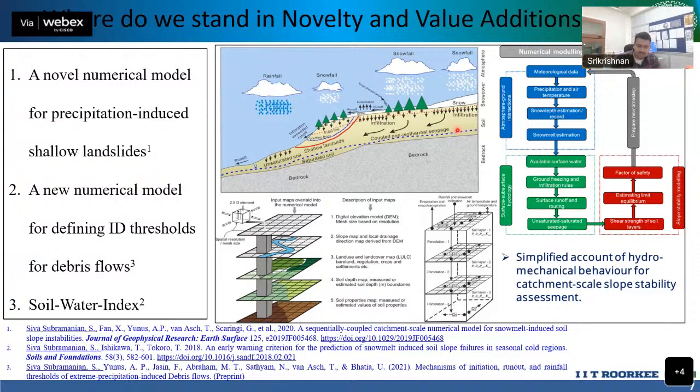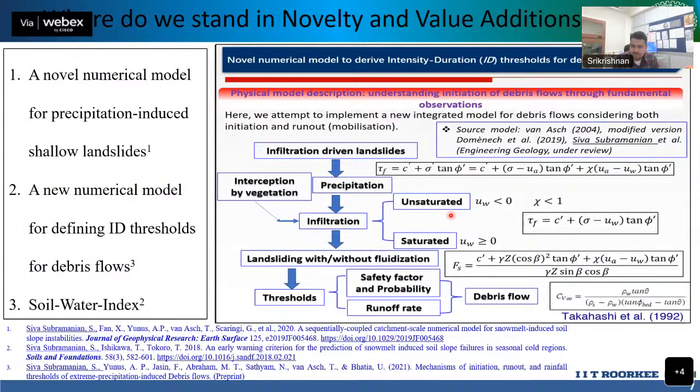So in such a case, we have developed a numerical model for shallow landslides, and this is the schematic of the shallow landslide model, which was developed in Japan especially for snowmelt-induced landslides. Then we also developed a numerical model, which works at a catchment scale, for defining the intensity-duration thresholds for debris flow, which I will also show for a case study in India.